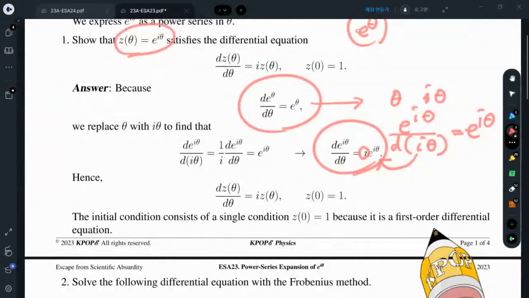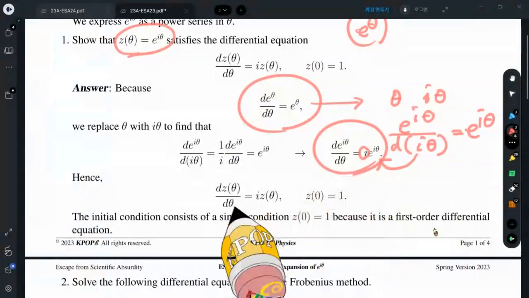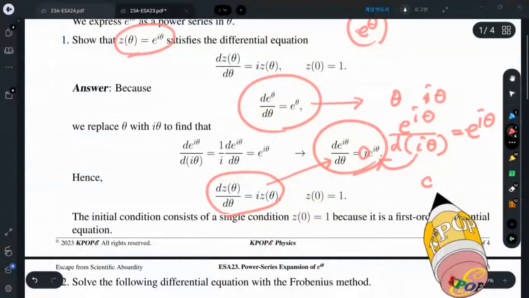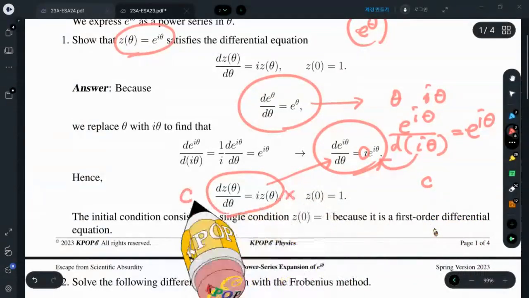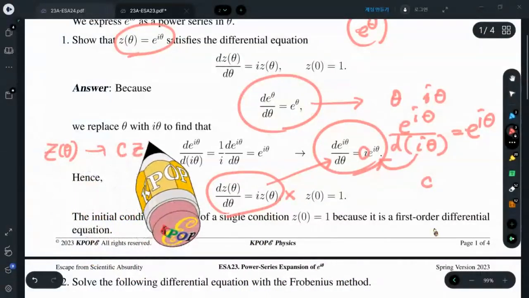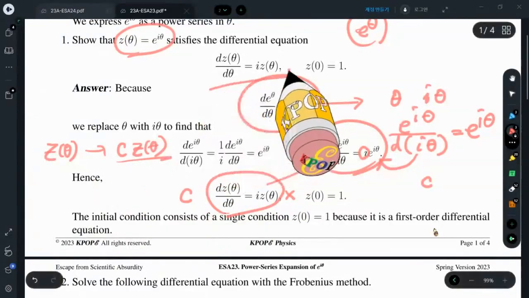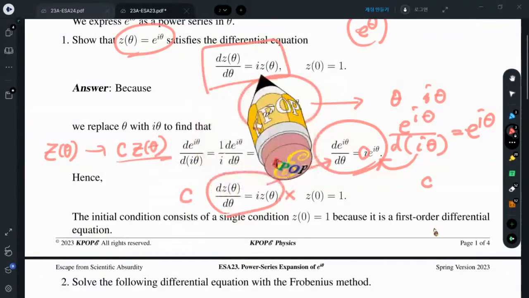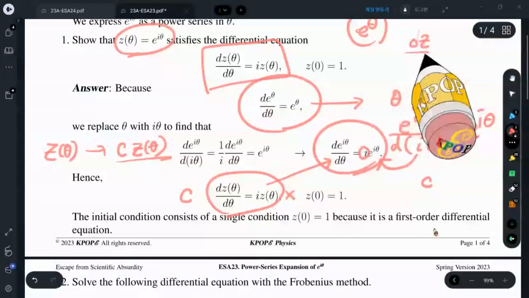Therefore, it is apparent that the solution of this differential equation is this up to an overall constant, because I can multiply any constant on both sides. So if g theta is a solution, c times g theta is also a solution. In addition, because we have only a single derivative, you can do it by integration, separating variables like that.